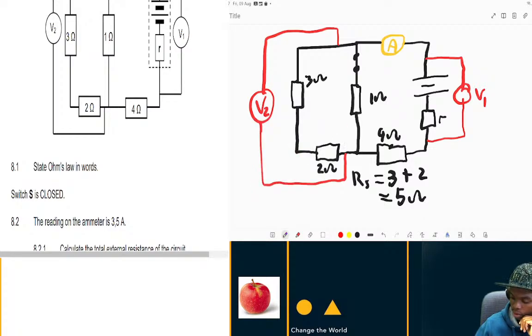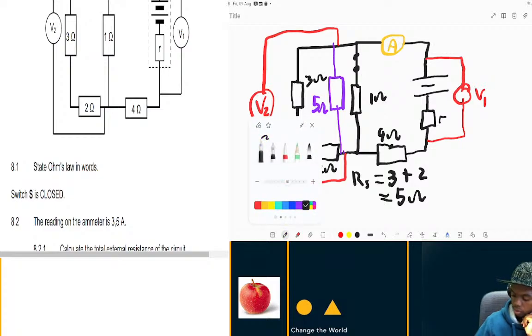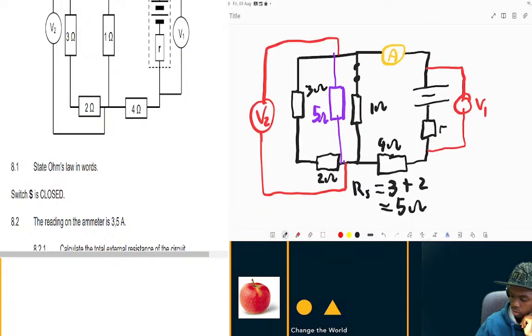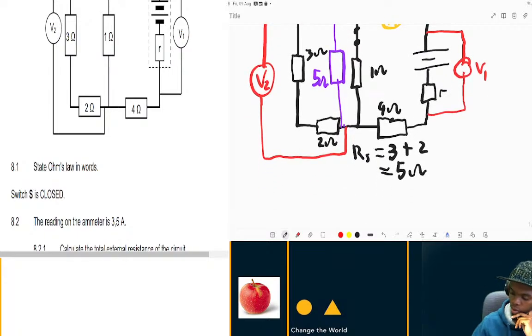We can now even say, let's draw a line here. We can see we have something like this, and this is 5 ohms. So basically after we calculate the total, it's the same as having this resistance in parallel with the 1 ohm one, and the total is 5 ohms. Now, okay, so after we do that, we calculate it.